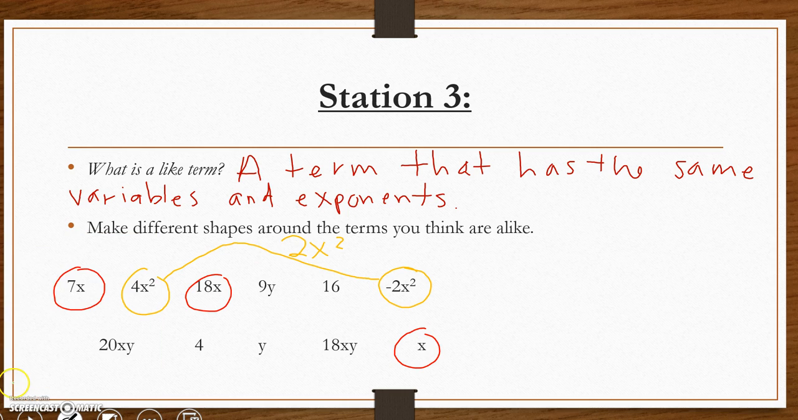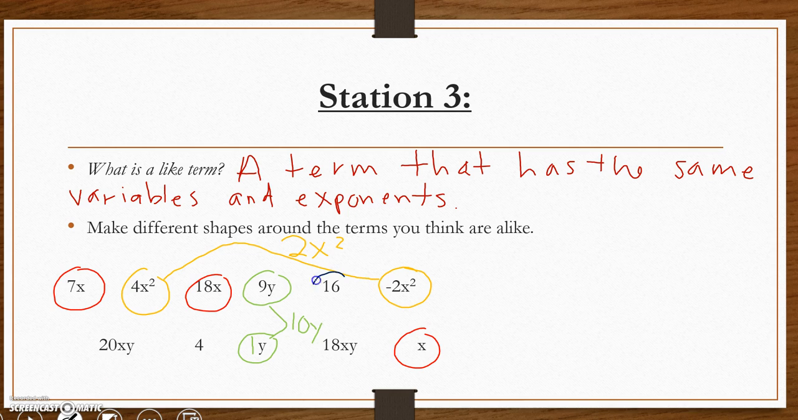The next one is 9y. So you're looking for something with just a y in it. Not an xy, just a y. So like that. If you were going to combine those, 9y and y, you have to remember there's a 1 in front of that y. So 9 plus 1 is 10, and it just stays a y.